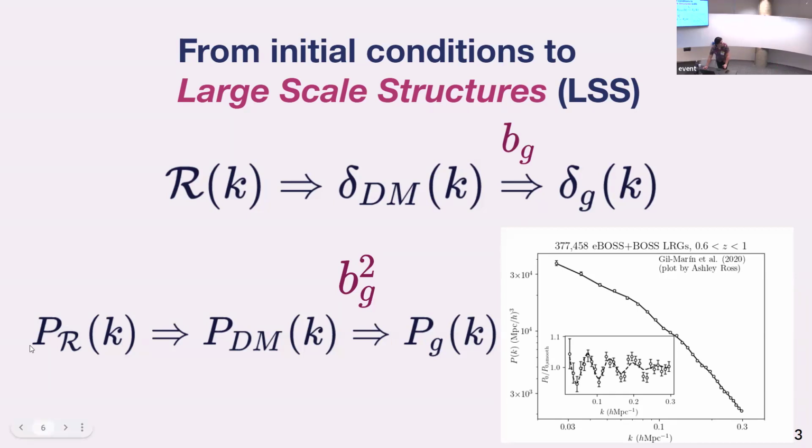And the idea then is the same. You have the primordial power spectrum. From the primordial power spectrum, you compute the matter power spectrum. Then you relate this with the galaxy bias, and then you obtain the galaxy power spectrum. That's a little bit the roadmap for these things. And here you can see a picture of the eBOSS and BOSS LRG power spectrum, just as a reference that you can do it.